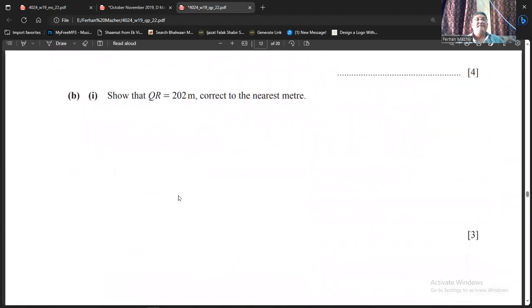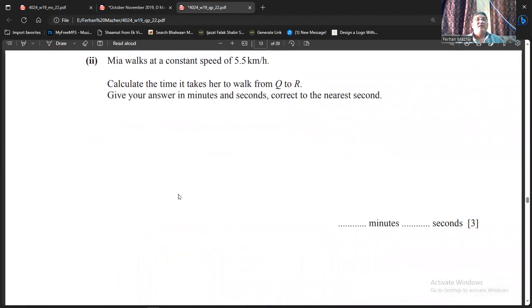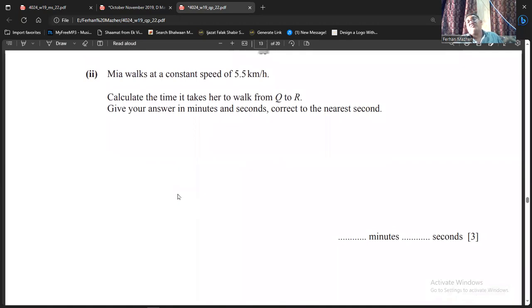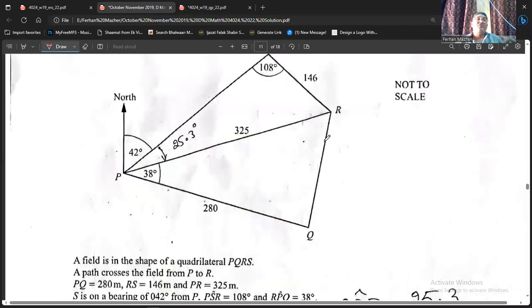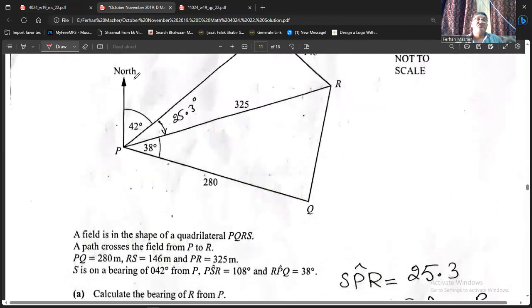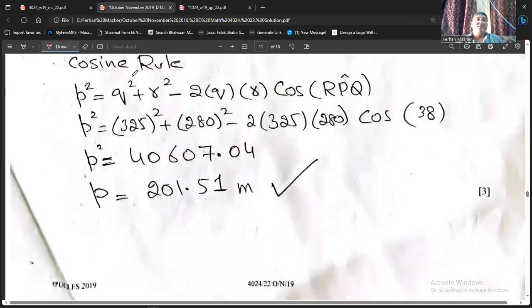Then Maya walks at a constant speed of 5.5 kilometers per hour. Calculate the time it takes her to walk from Q to R. Give your answer in minutes and seconds correct to the nearest second. So she is going from Q to R, and we know that distance is 202 meter.